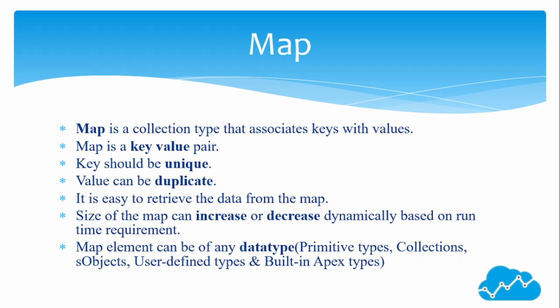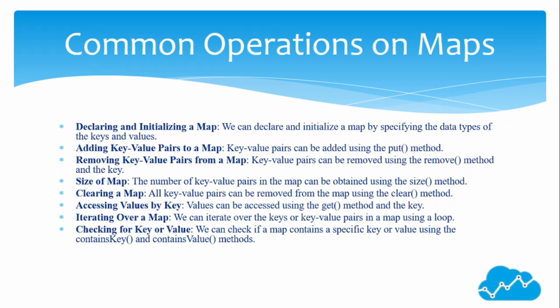The size of the map can increase or decrease dynamically based on the runtime requirement. Map elements can be of any data type: primitive types, collections, sObjects, user-defined types, and built-in Apex types. Common operations on maps: declaring and initializing a map. We can declare and initialize a map by specifying the data types of the key and values.